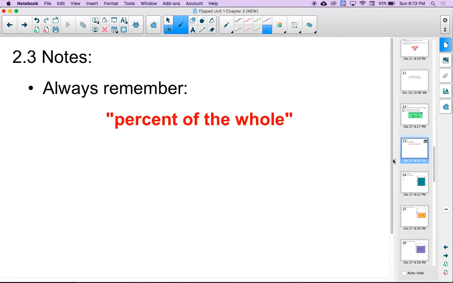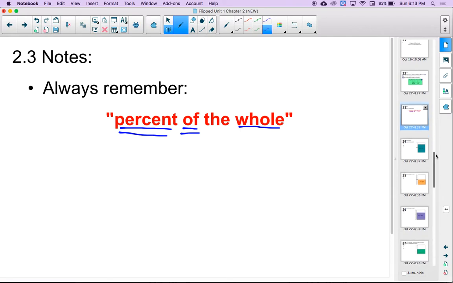2.3 notes. The only note I have for you is this big hint. Sometimes it's hard to figure out which number is the part and which number is the whole. So my hint to you is always search for the phrase percent of the whole. Look for your percent of, that's always going to be in a problem. And whatever comes after the word percent of is going to be our whole number. Percent of the whole. You're going to hear me say that a lot today. You should be saying it a lot when you solve these problems yourself.